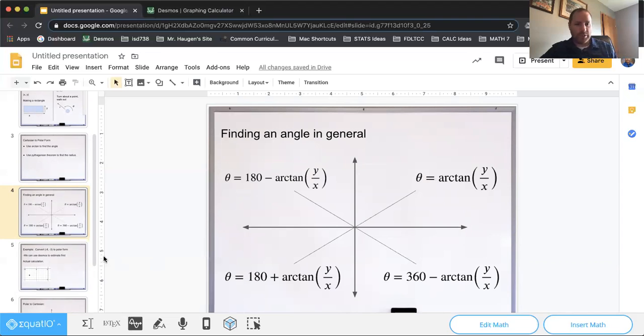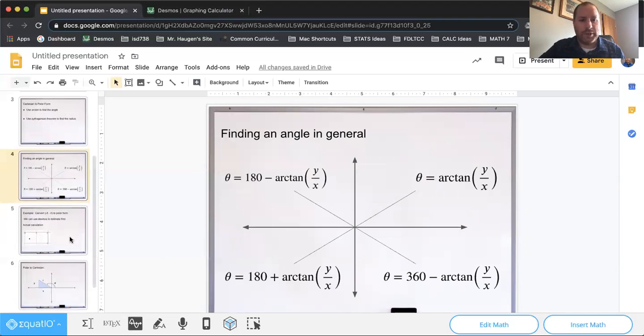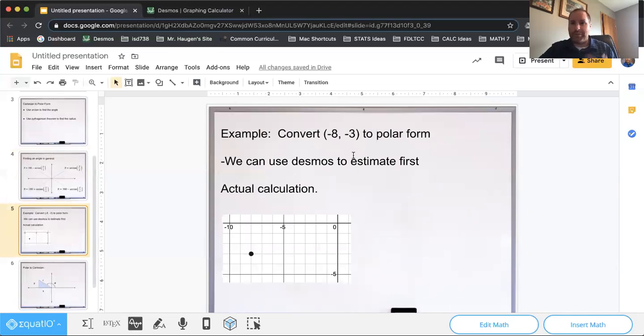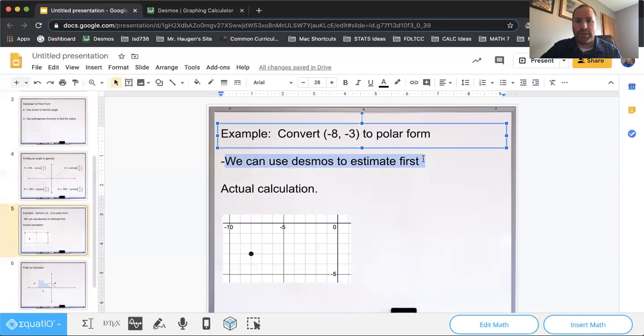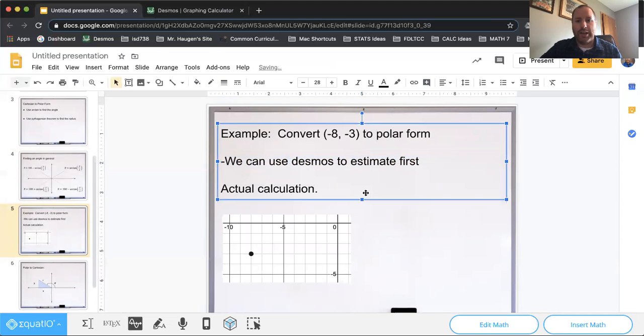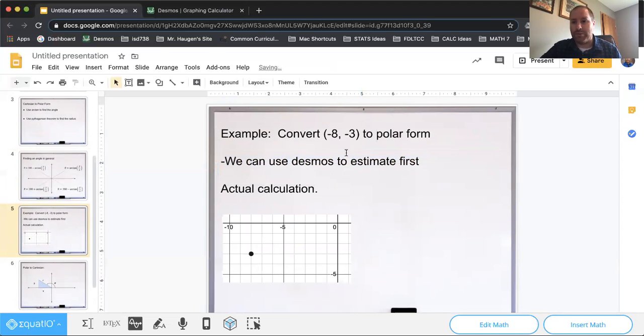Okay. So let's look at an example of how we might do that. Here we're going to convert this coordinate, (-8, -3), into polar form. You don't have to do this part at all, but I'm just going to show you that connection so you can see it. You can use Desmos to estimate this. I'm going to show you how to do that, and I'll put a link to that right on this page when we're all said and done.